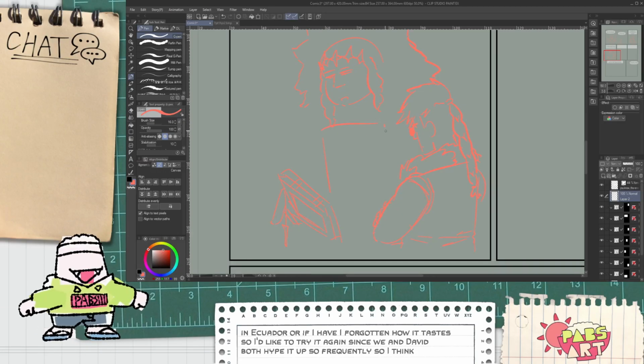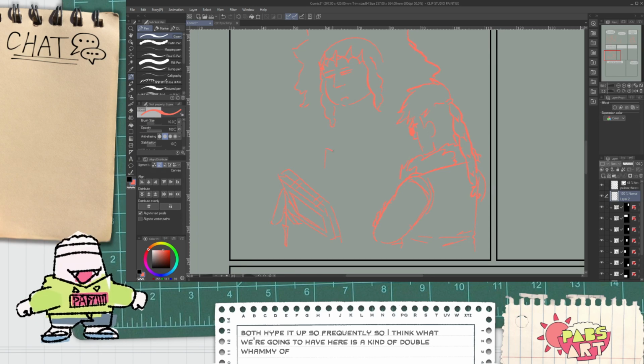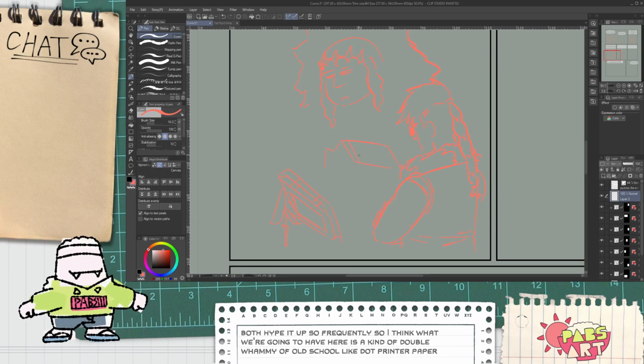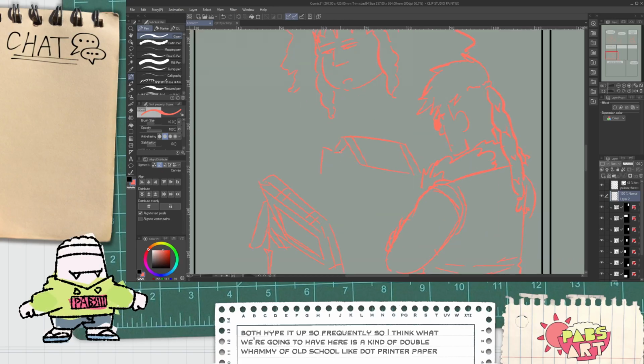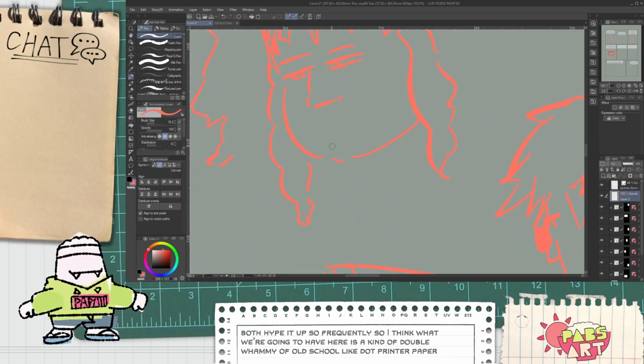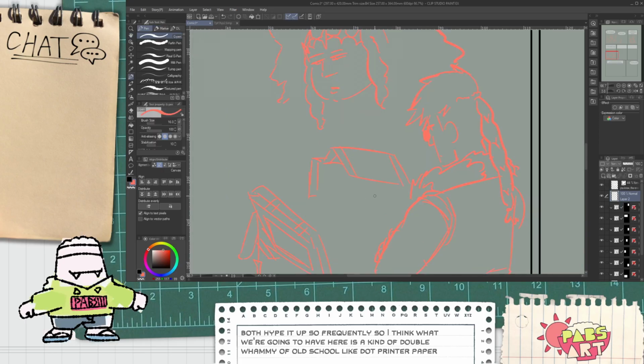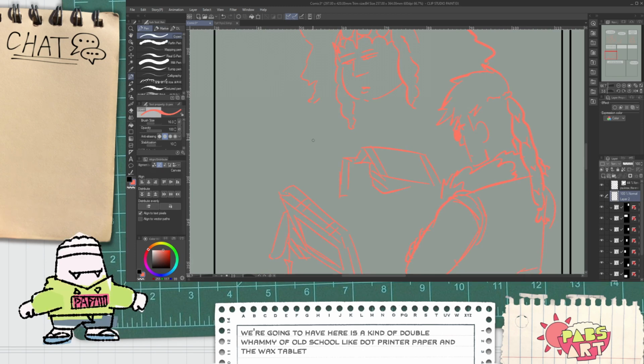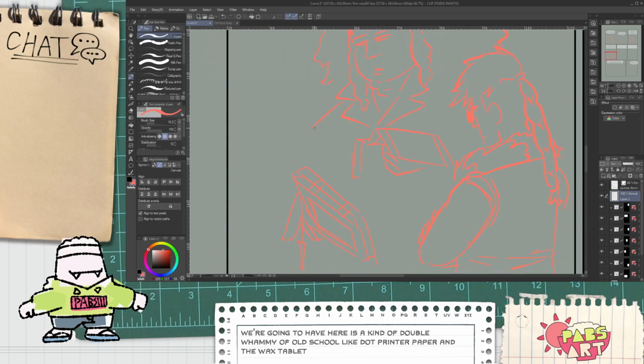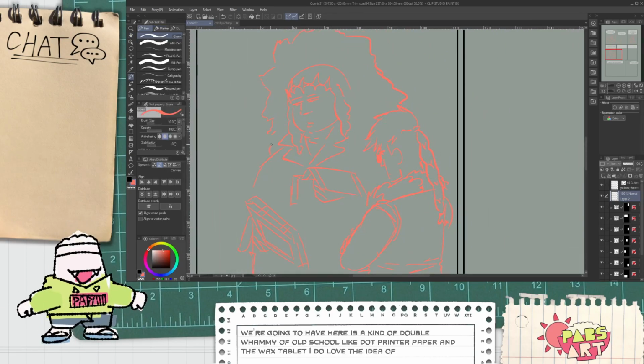So I think what we're going to have here is a kind of double whammy of old school dot matrix printer paper and the wax tablet. I do love the idea of making this woman just simply humongous.